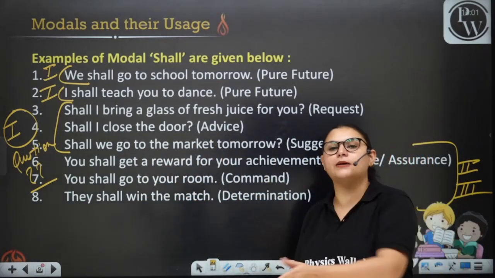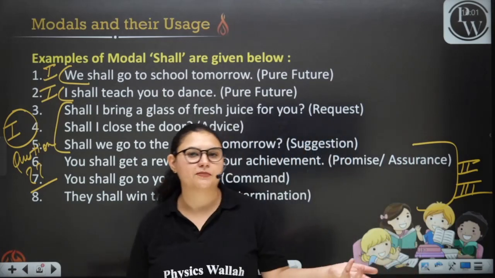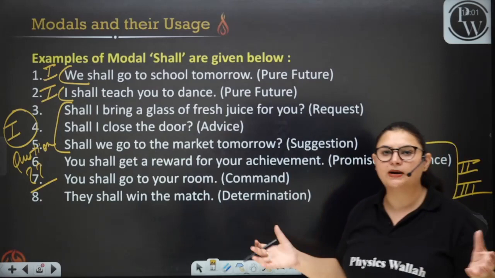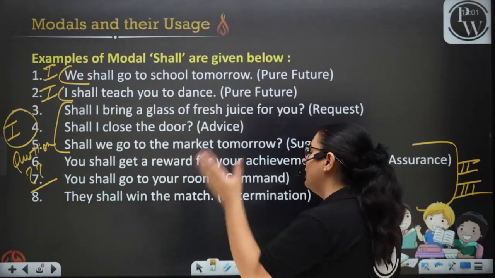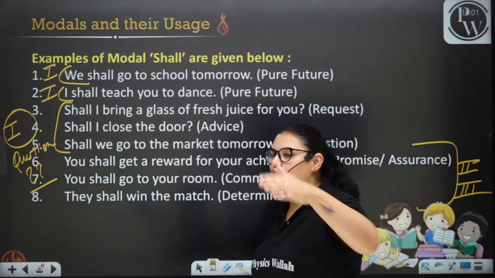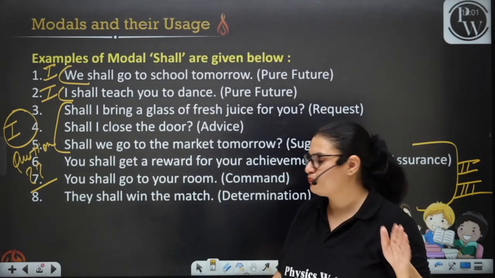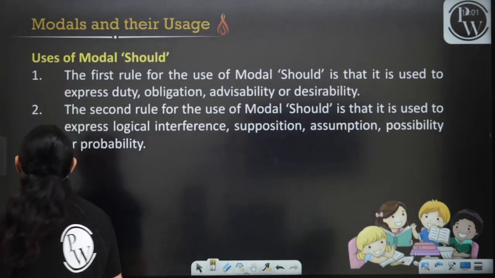They shall fail the match. Both of these can be the determination. Determination when you are sure of the thing. When you're determined that this thing is going to happen, then in that case, you use shall with the third person. Now, let's move further.